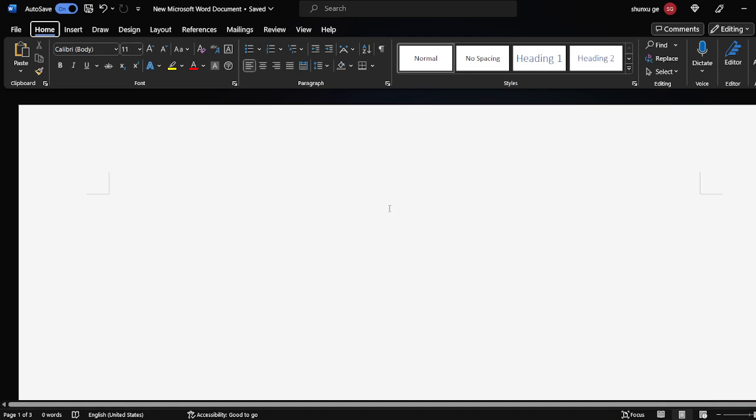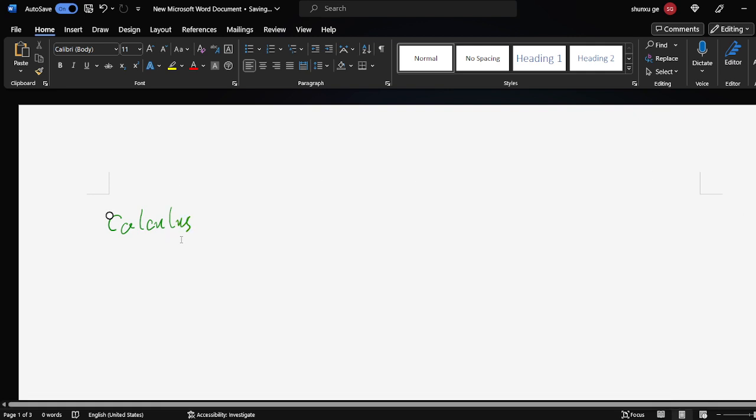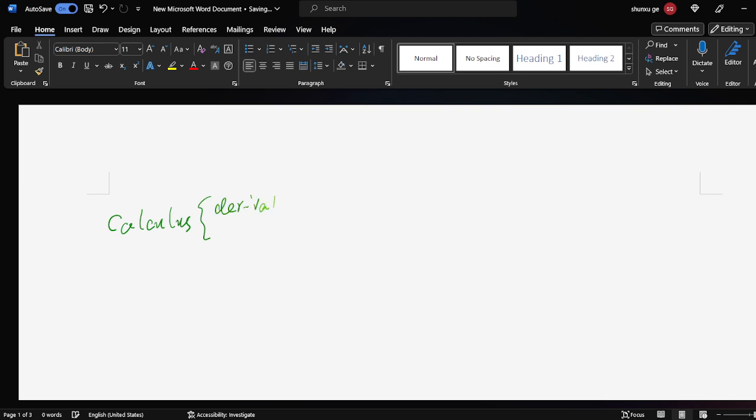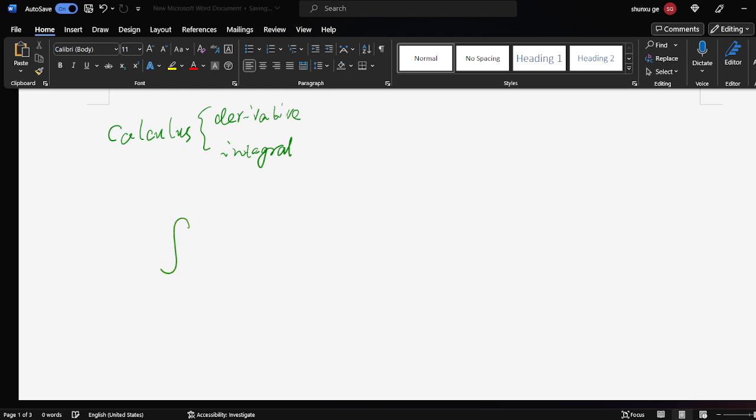Okay, today we talk about calculus. This word looks so abstract, but in fact it's not so abstract. It includes two parts: derivative and integral. These two parts. So we first write one form, then one calculus.